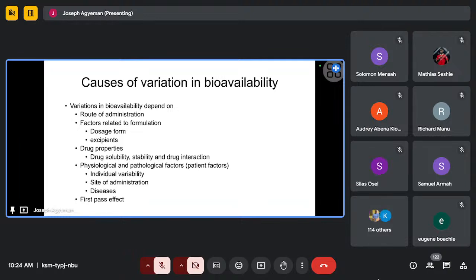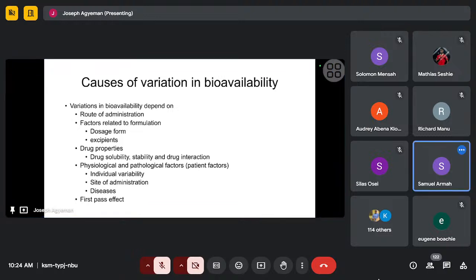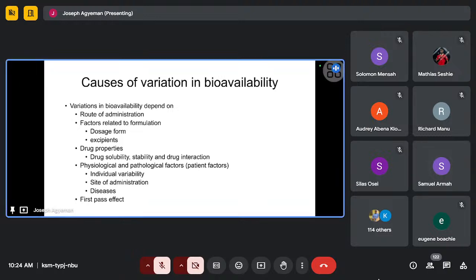So formulation issues can also lead to this, and this is normally the problem with generic brands. You compare the innovator to the generic and the bioavailability is way different. You go in there, you realize that it was as a result of issues with the formulations, the type of ingredients that were used, especially the excipient.